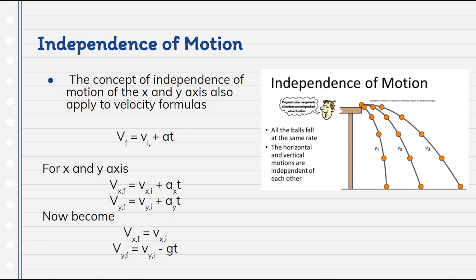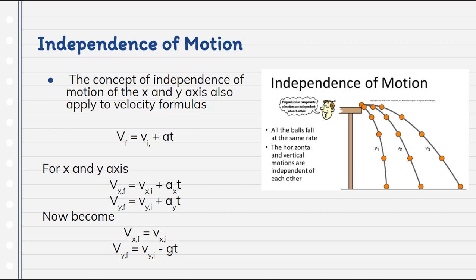Remember that the acceleration on the x axis, we're not really focusing on that. So that equals zero. So you get that the v x final is equal to the v x initial. So the movement of the object along the x axis does not change. Pretty straightforward there.